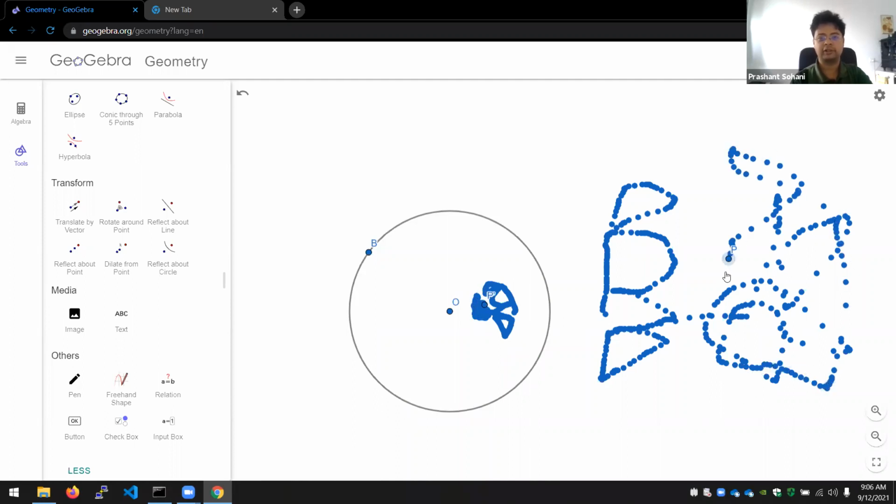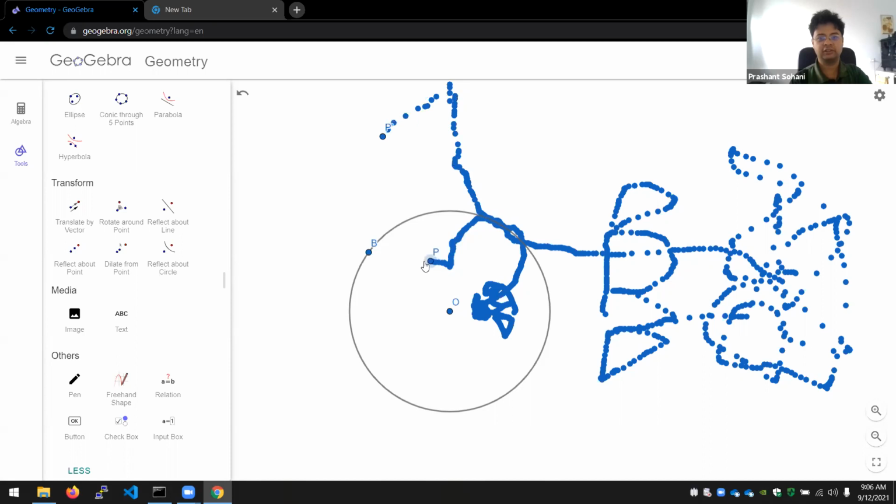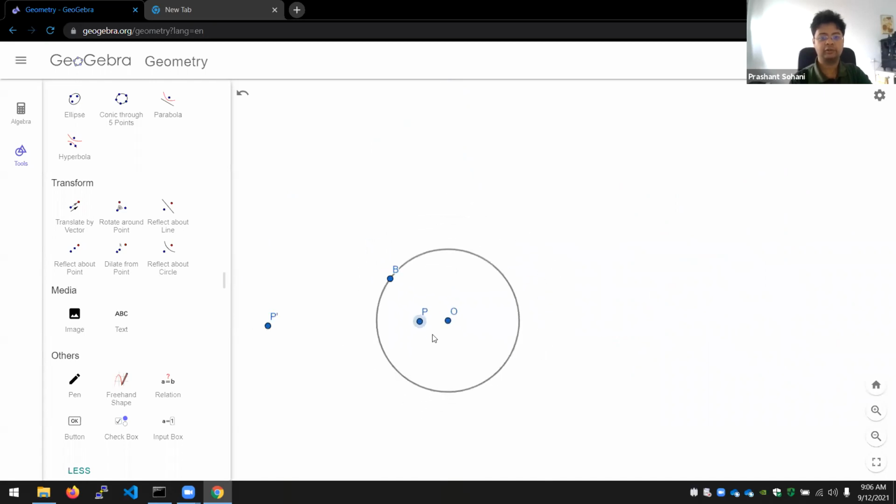It's not going to be a perfect reflection, but roughly you can get the sense that when the point P comes very close to the circle, the inverse is also close. At the circle, the two coincide. As the point P goes inside, its inverse goes outside. So just getting this intuitive sense is important.